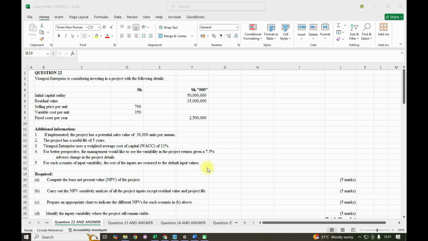So for today we are looking at question number 22. Question number 22 for financial management. This was a question on financial management. So we shall read through the question.